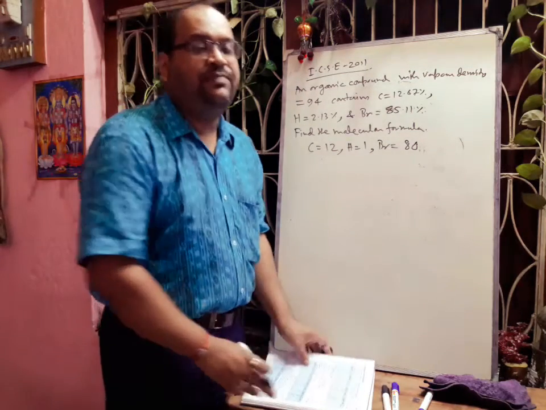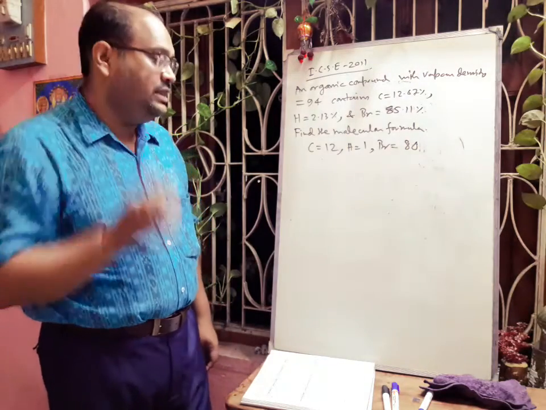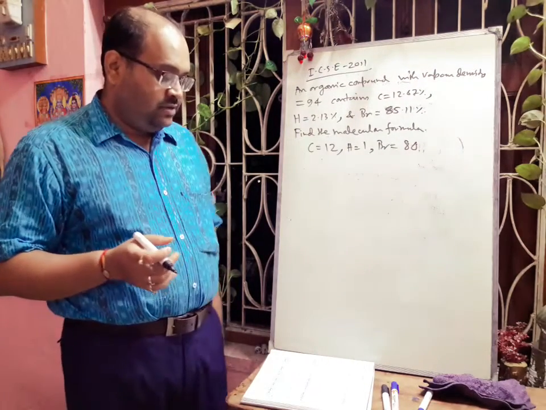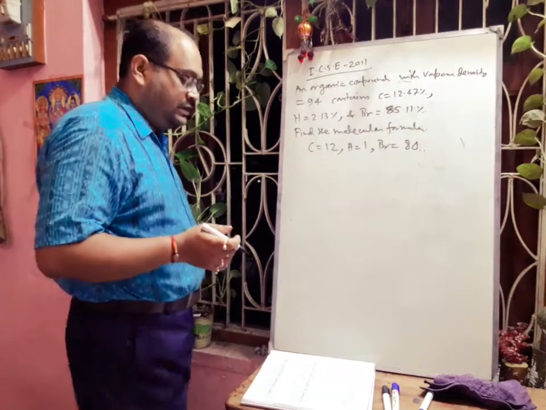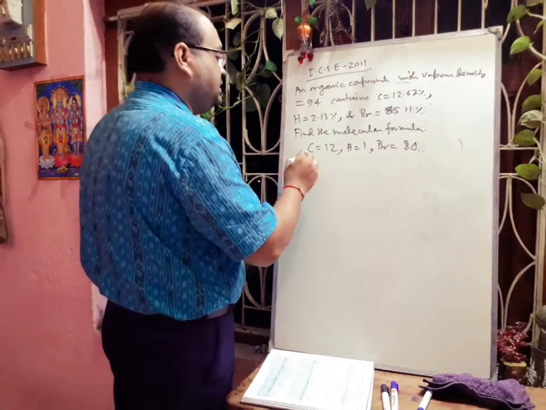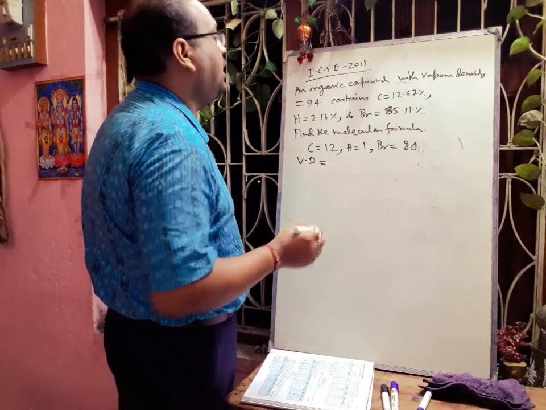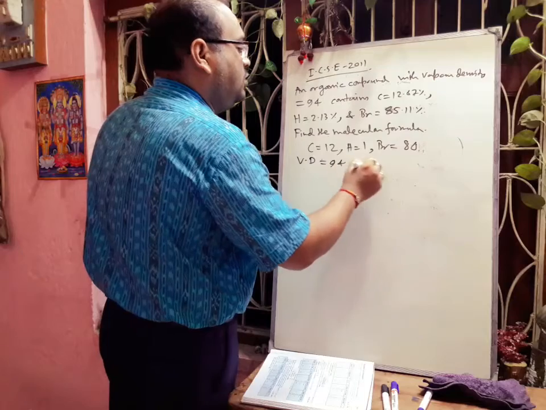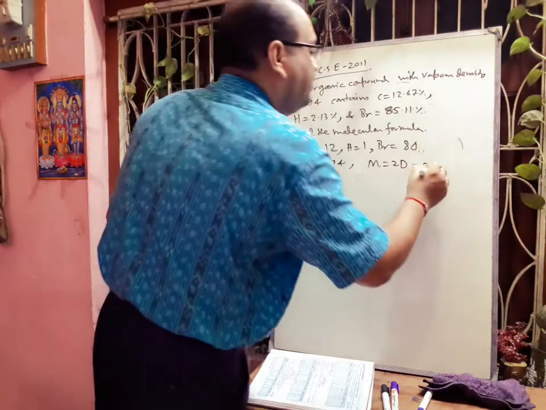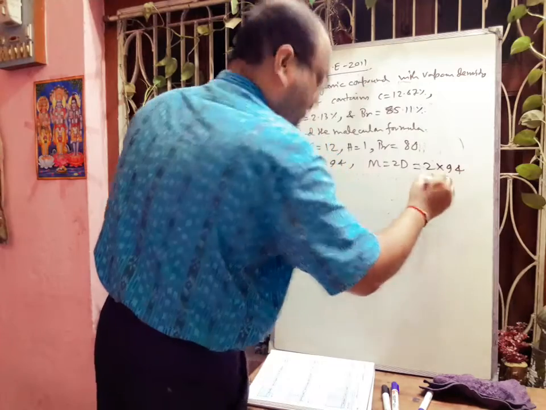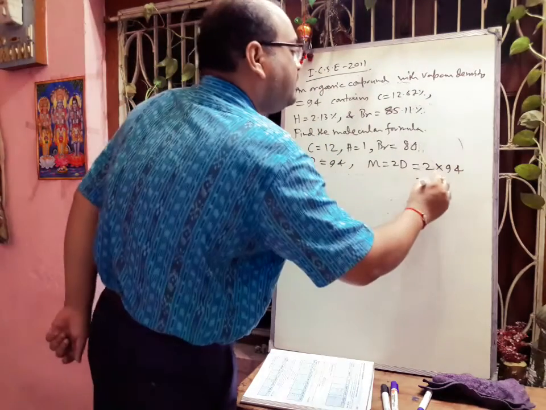To solve this type of numericals we have to make one table first. Okay, then we can easily solve this type of problem. First, the vapor density of the compound is given, that is 94. So we know that molecular mass is equal to 2 into vapor density. So molecular mass will be 2 into 94, which comes as 188.